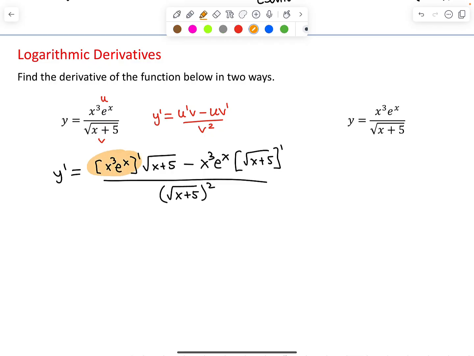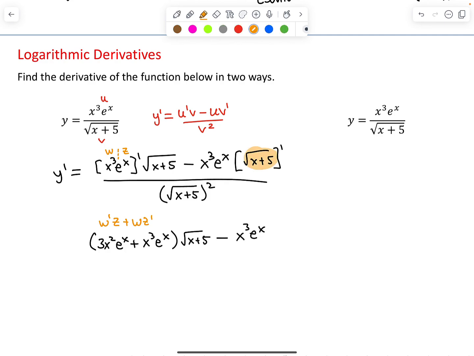Now to do this derivative, this is the derivative of a product of a w times a z. I won't use u and v because they're already being used. So just to get that derivative, I would need to use the product rule, w prime z plus wz prime. The derivative of w is 3x squared times z, which is e to the x, plus w, which is x cubed, times the derivative of e to the x, which is just itself. So there's my derivative of the numerator times the denominator, and then minus the numerator.